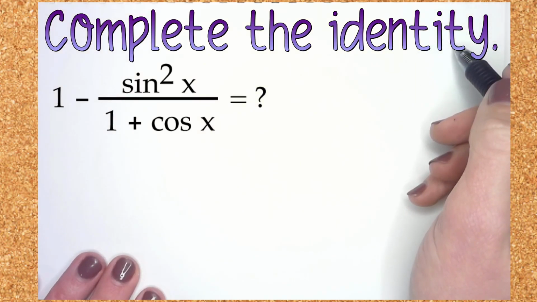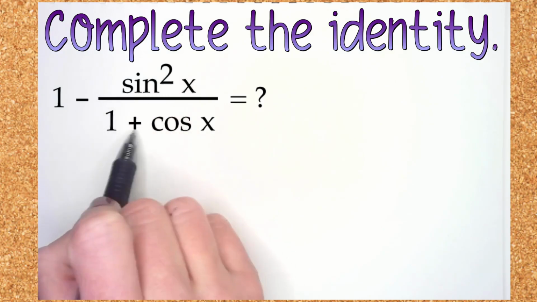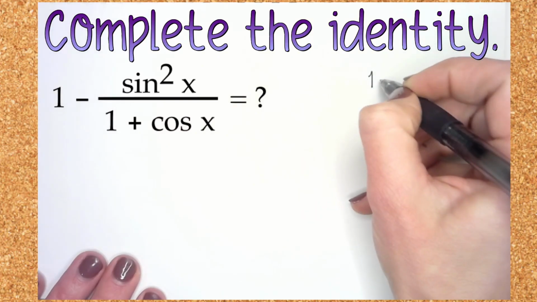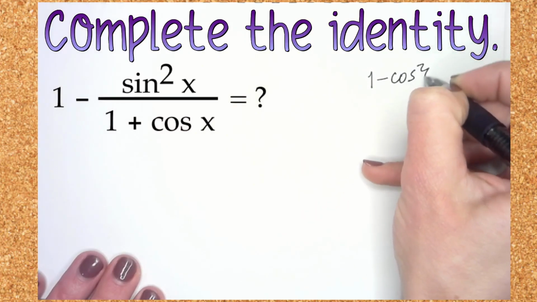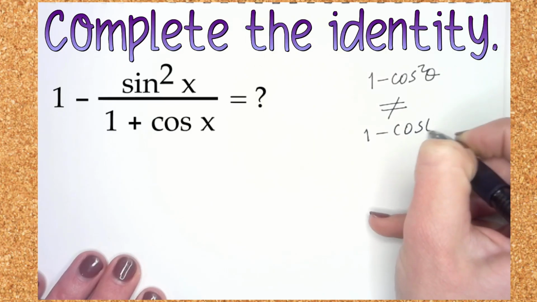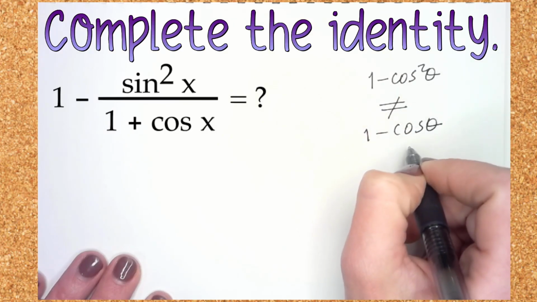Now, a couple ways that we could go about doing this. When I see sine squared and 1 plus cosine, I do see friends. Please remember 1 minus cosine squared theta is not the same as 1 minus cosine theta. The Pythagorean identity needs things to be squared.